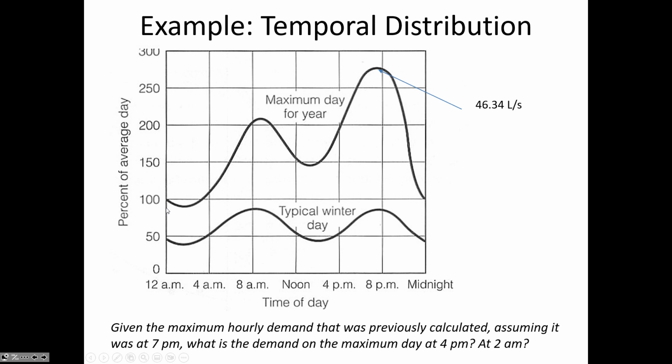So the point is, if you know in absolute terms any point on this curve, then you can find the flow rate at any other time of the day if you have a curve of the temporal distribution. So at 2 a.m., the flow demand is approximately going to be 46.34 multiplied by the ratio of 90 to 275, which is 15.2. Not percent, liters per second.